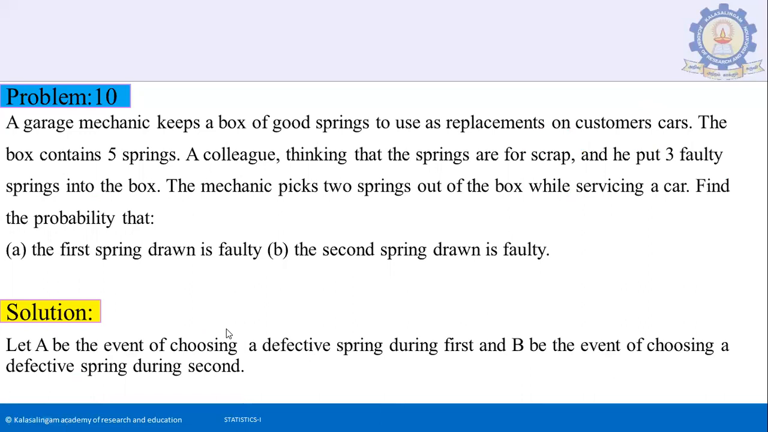A carriage mechanic keeps a box of good springs to use as replacements on customers' cars. The box contains 5 springs. A colleague, thinking that the springs are scrap, put 3 faulty springs into the box. So totally there are 5 good items and 3 faulty items. The mechanic picks up two springs out of the box while servicing a car. Find the probability that the first spring drawn is faulty, and that the second spring drawn is faulty.